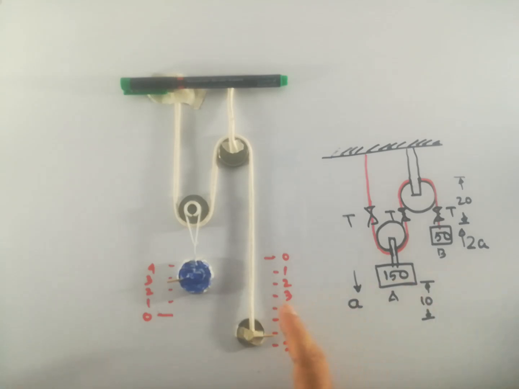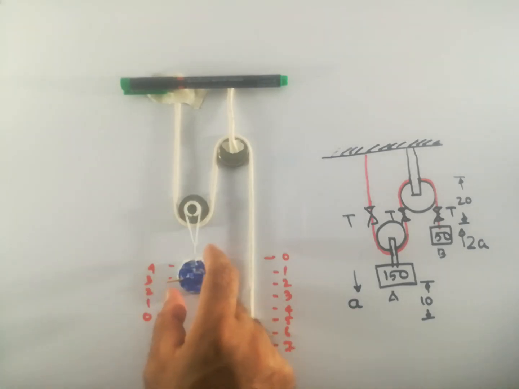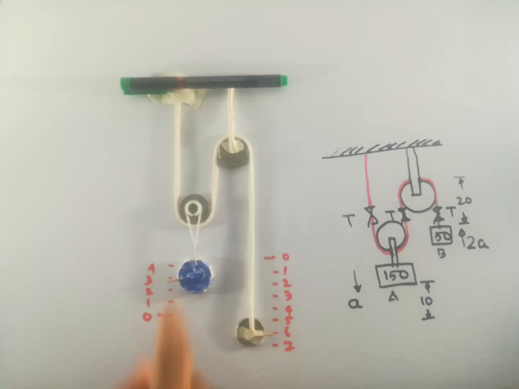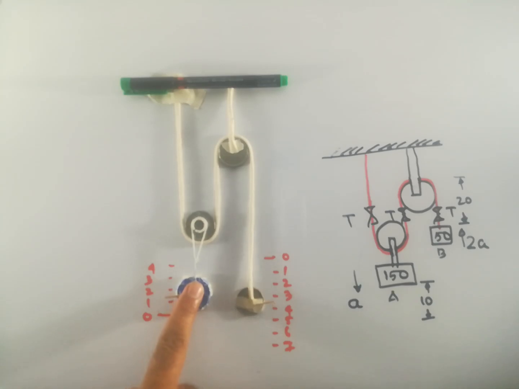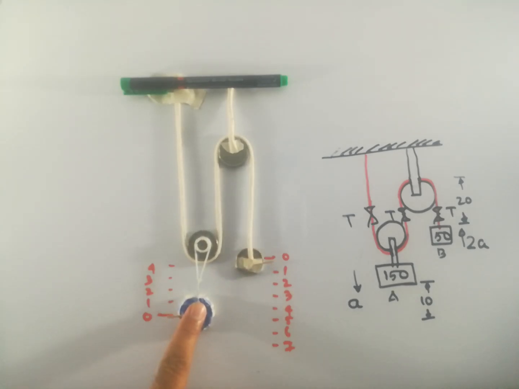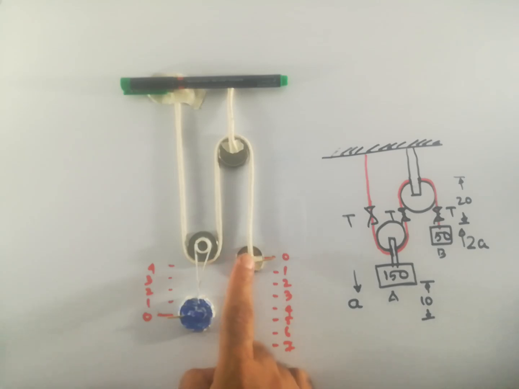So, when this block was moved through 6 centimeters, this was moved through only 3 centimeters. That is half of movement of this one. Then, if I pull this downwards, when I reach the 0, that is 3 centimeters down, then how much it moved? 6 centimeters. When this block was moved through 3 centimeters, this was moved through 6 centimeters. Okay. Once again, if you want to see.